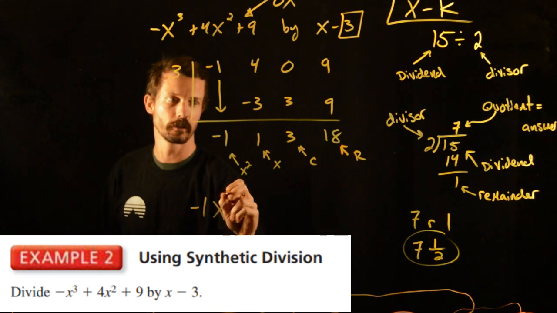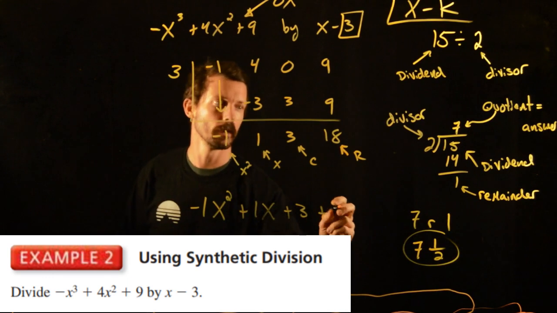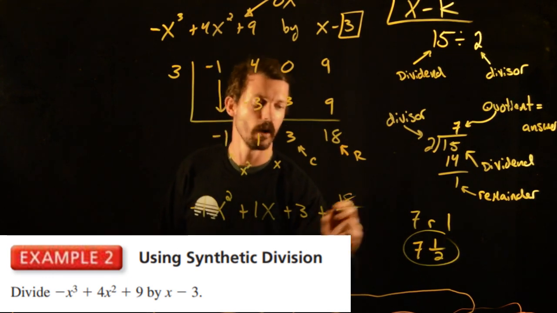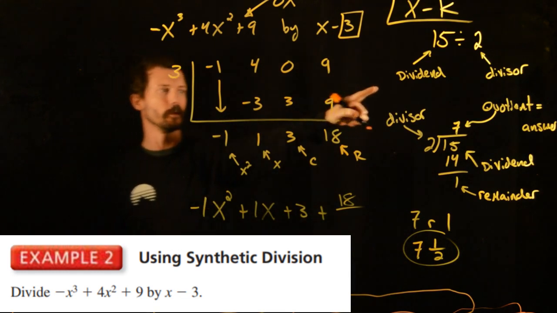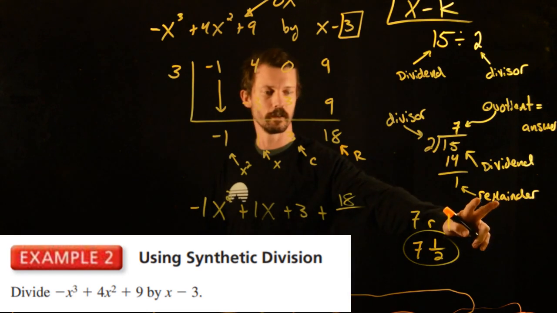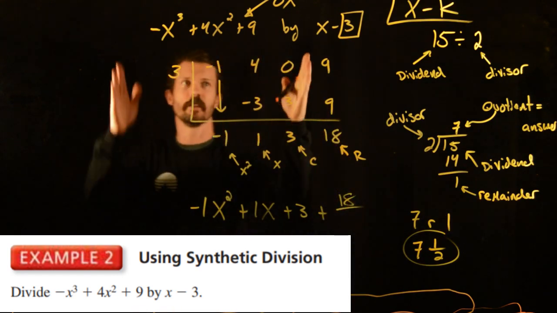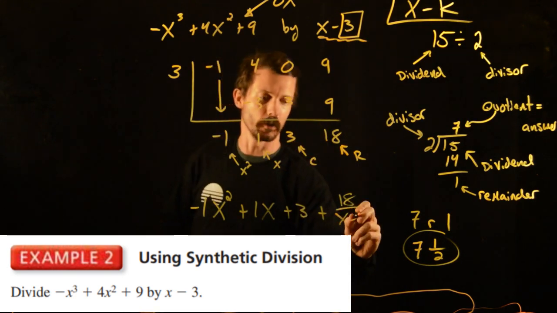So what we need to do now is just basically rewrite that. So negative 1x squared plus 1x plus 3 plus the remainder. However, what do we do with the remainder? What did we do over there? Remember, we took the remainder and we put it over the divisor. So the remainder here is 18. What's the divisor here? Well, it would be this guy right here. So all we have to do is rewrite that.